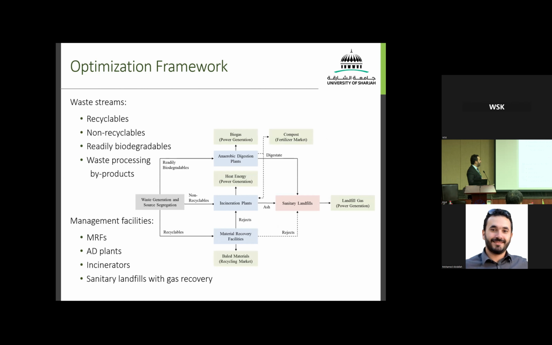So in this paper as well, we identified the different waste streams, because you have to split them down: recyclables, non-recyclables, readily biodegradable, and waste processing byproducts, which is a very key part of the equation as well, especially with biochemical conversion systems. The management facilities that we designed the algorithm to choose from were the material recovery facilities, anaerobic digestion, incinerators, and sanitary landfills with gas recovery.